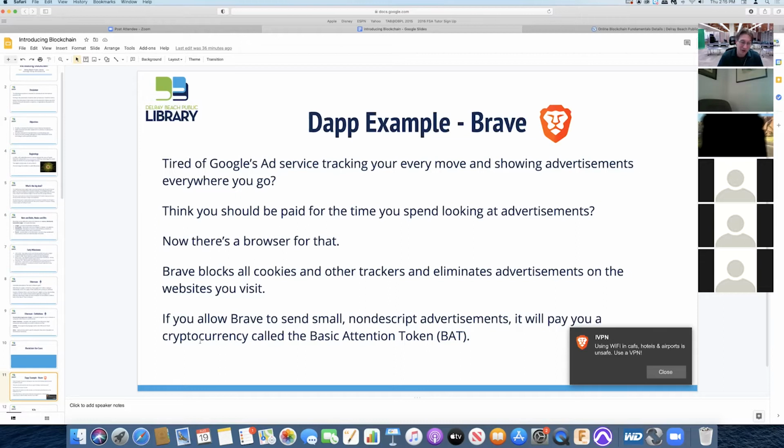So Brave says, if you allow it to send you small nondescript advertisements, it will pay you a cryptocurrency called the basic attention token. And Brave ads look like this little box down here. They show up in the bottom right-hand corner. And the payments are micropayments. They are small. They take a while to build up. I've been using Brave for probably over 6 months now, and I think from that I've got the equivalent of $18. It's nothing you could live off of, but it's nice to be paid for your attention.